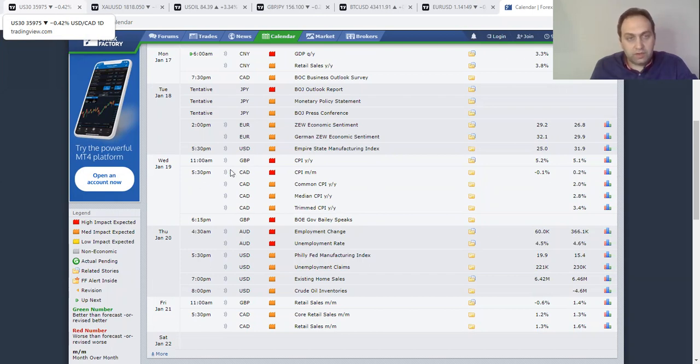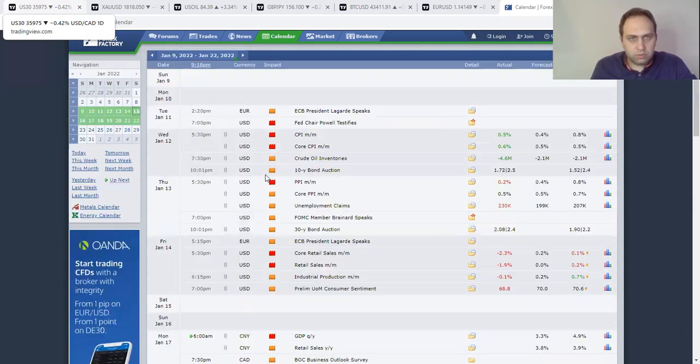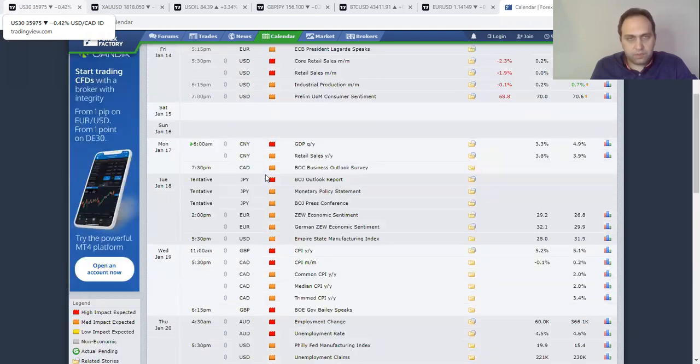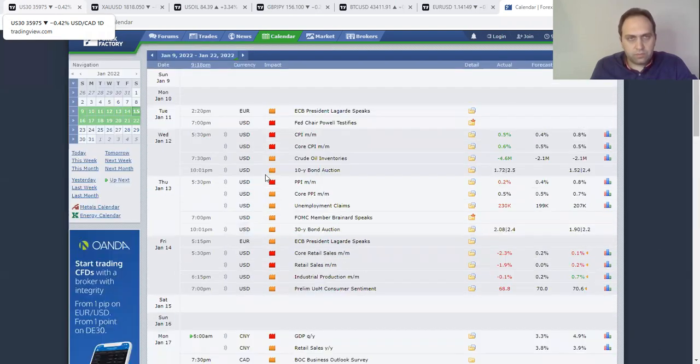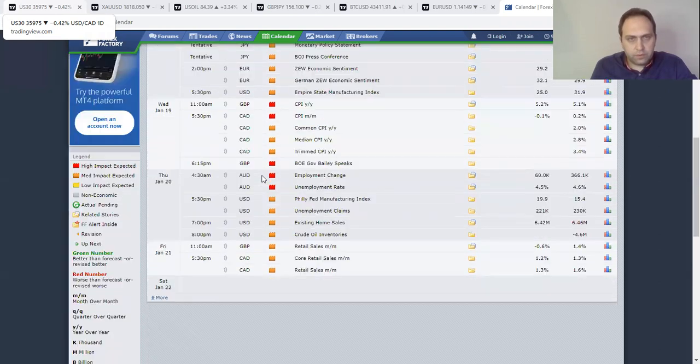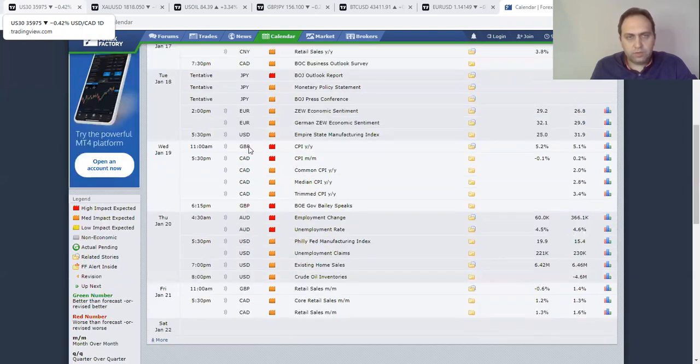Normal. Okay, we have something on Wednesday, which is important. By the way, these are on Dubai time. Verify. 11 a.m. Dubai time, it will be on GBP. It's 9 a.m. Lebanon time. So CPI, Consumer Price Index, it's very important. Also 5:30 p.m. Dubai time, GMT +4. All these timings are GMT +4.